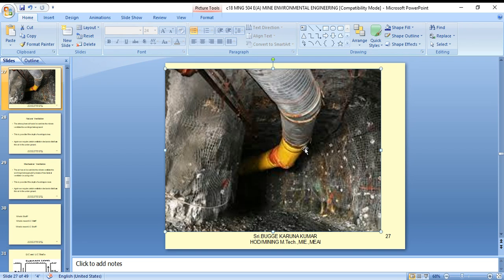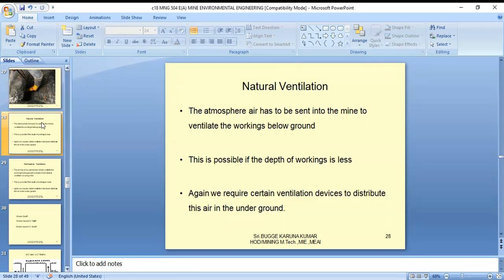These are all the parts of the different mechanical parts, the mechanical ventilation network. So coming to natural ventilation, atmosphere has to be sent to the mine to ventilate the workings below ground.